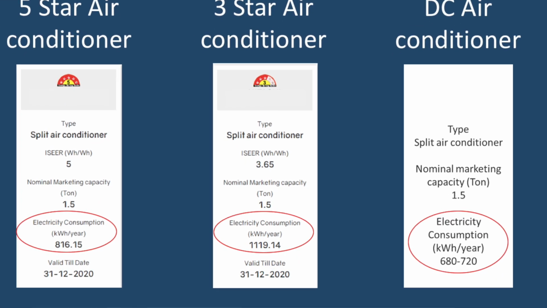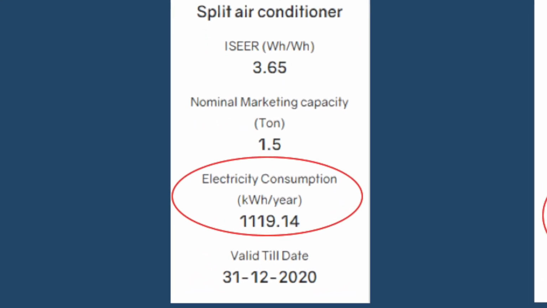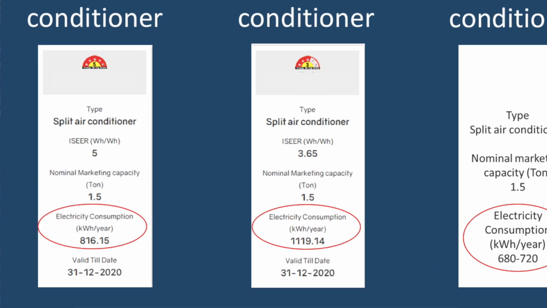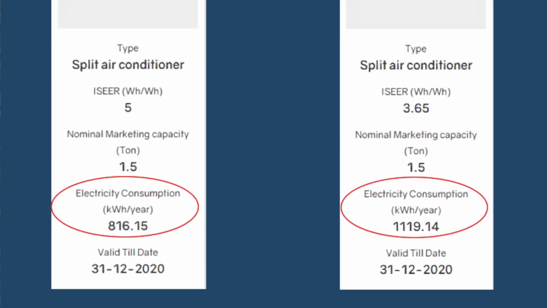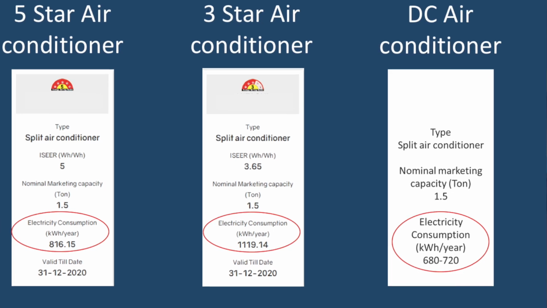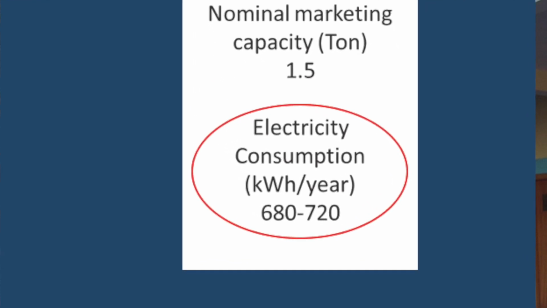So therefore, the manufacturers or the Bureau of Energy Efficiency normally specify how many units a particular machine is consuming in a given time. So if it is a 1.5 ton 3-star air conditioner, for 1 year of operation it requires about 1100 units of electricity. But if it is a 5-star air conditioner, it will only require 816 units of electricity. On the other hand, if it is a DC based air conditioner, then you can get the same job done in about 680 to 700 units of electricity.